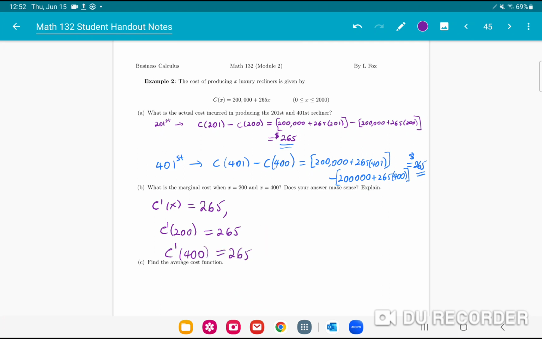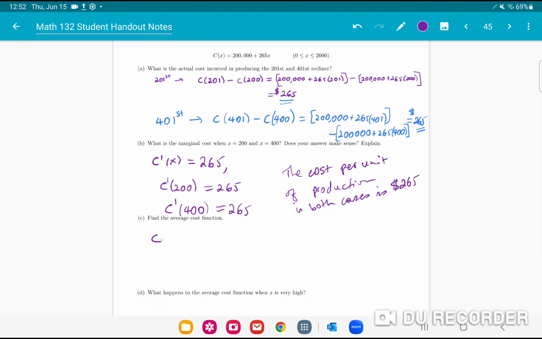And both match with the cost per unit of production. In both cases it is $265 per unit, okay, per unit.